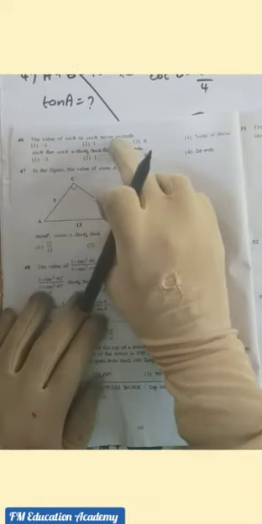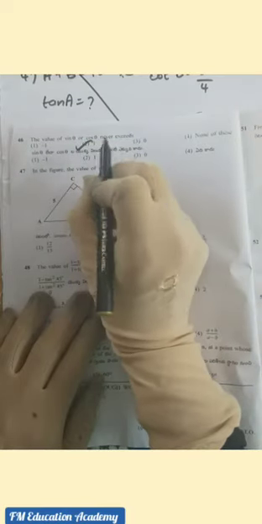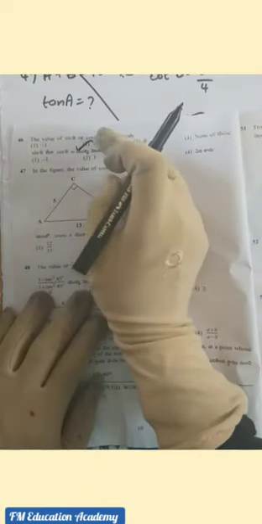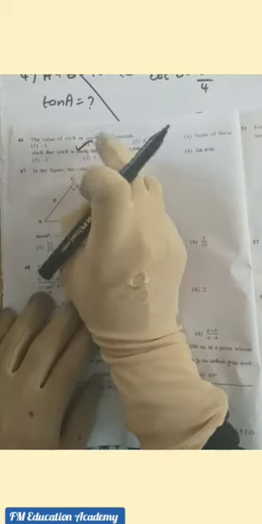46th question, the value of sin theta or cos theta never exceeds 1. We know that sin 90 is 1 and cos 0 is 1 only. The values of sin theta and cos theta are from 0 to 1, so they never exceed 1.